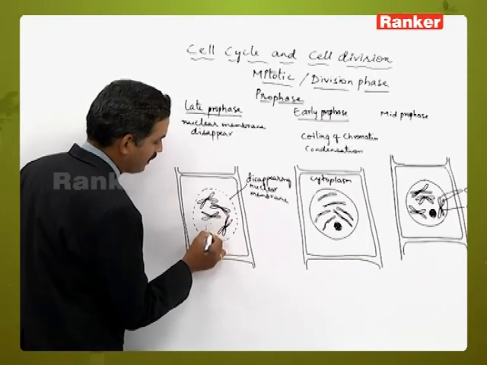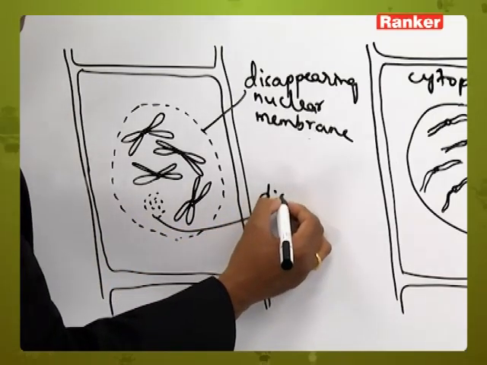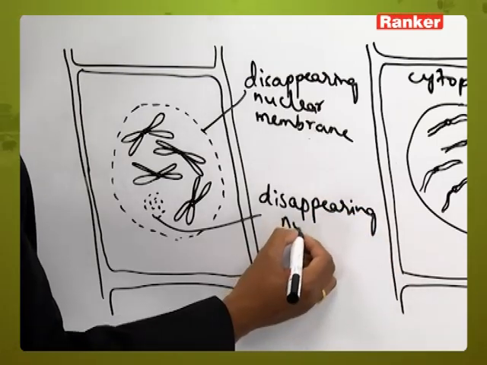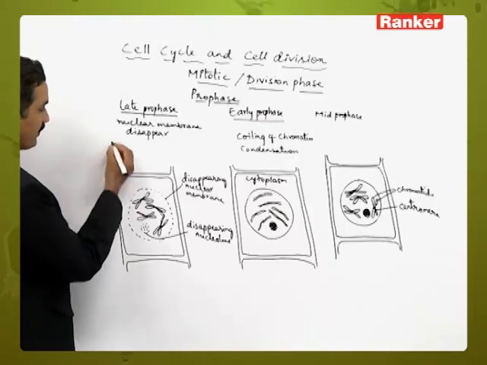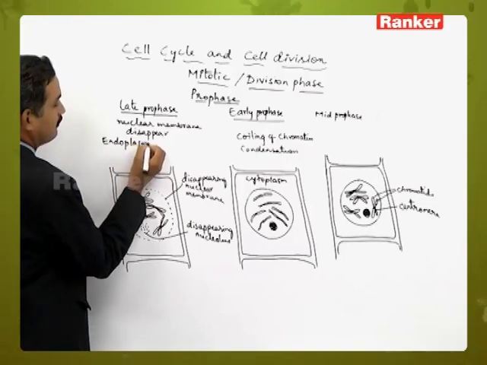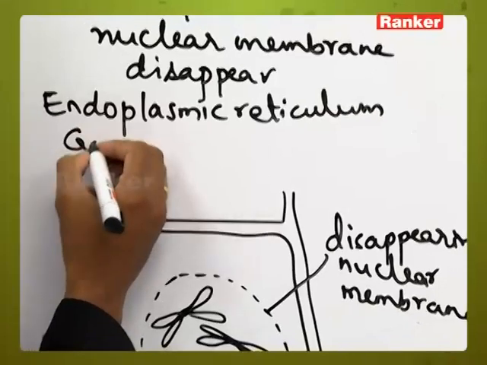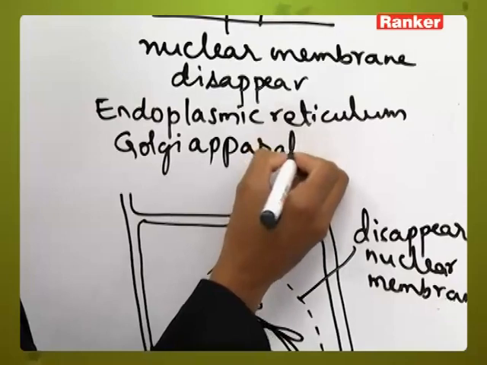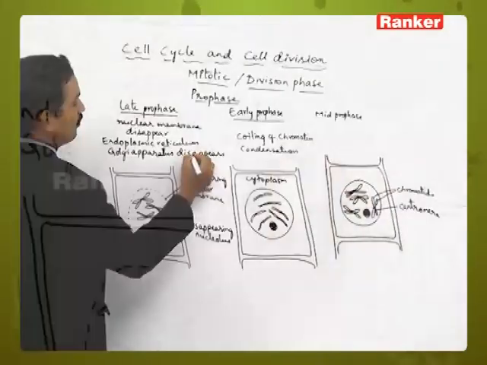And of course, here the disappearance of the nuclear membrane and also the disappearance of nucleoli can be observed, as the nucleolus gradually disappears. Apart from this, the endoplasmic reticulum and the Golgi complex, or Golgi apparatus, also disappear by the end of prophase.